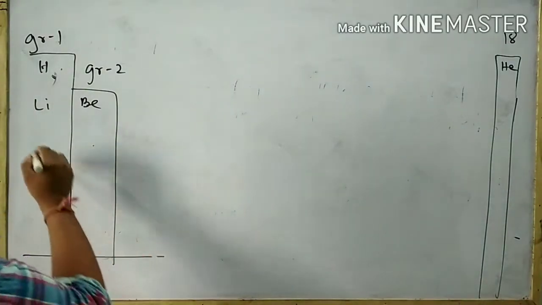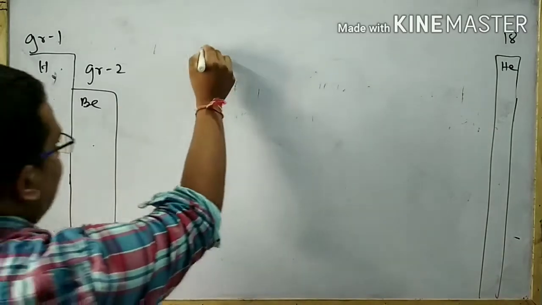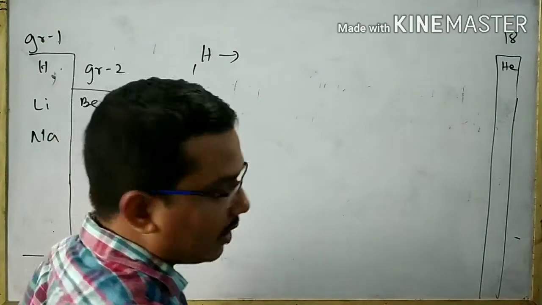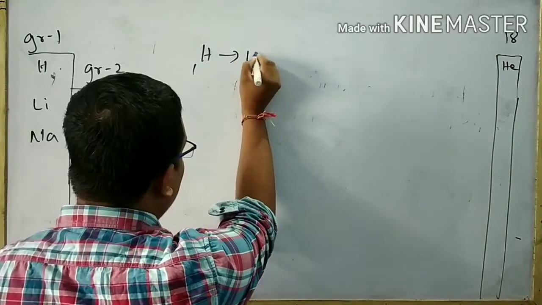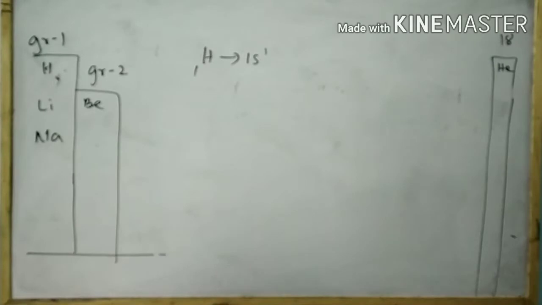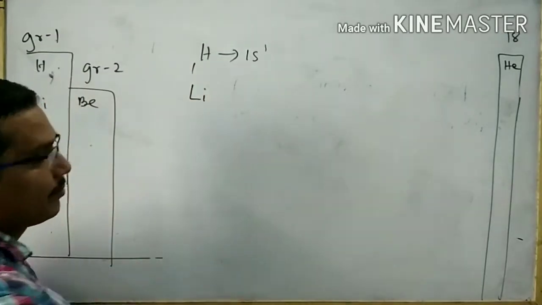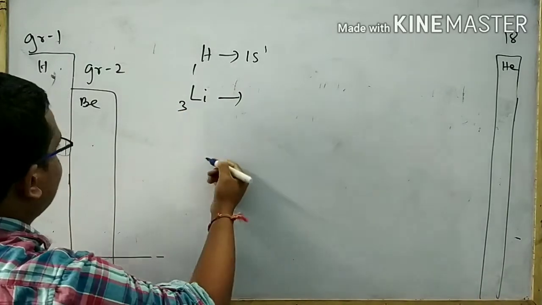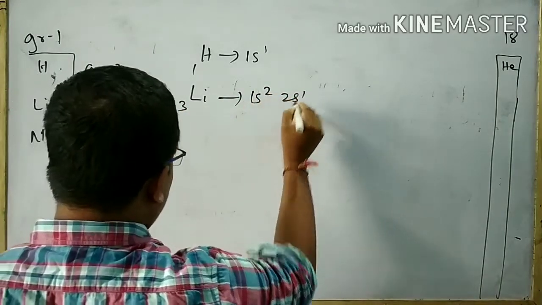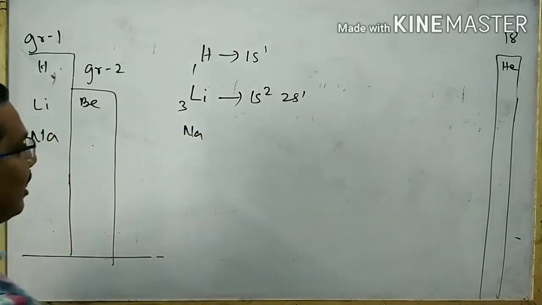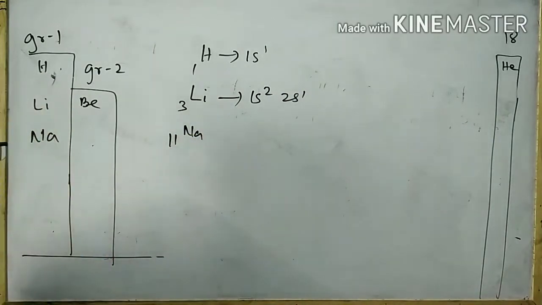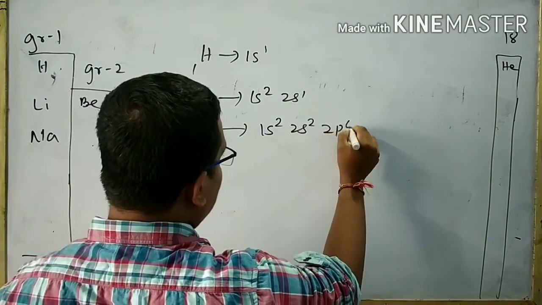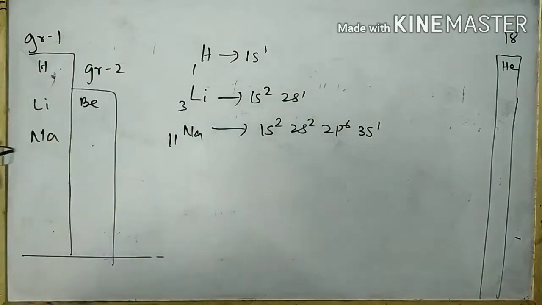Suppose I want to draw the electronic configuration of hydrogen. The atomic number of hydrogen is 1. The electronic configuration of hydrogen is 1s1. Suppose I want to draw the electronic configuration of lithium. The atomic number of lithium is 3, and the electronic configuration is 1s2, 2s1. Similarly, for sodium, the atomic number is 11. The electronic configuration is 1s2, 2s2, 2p6, 3s1.